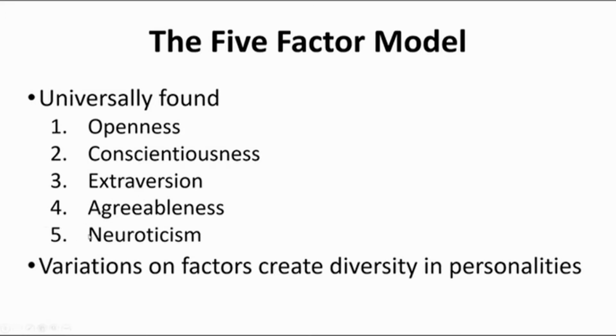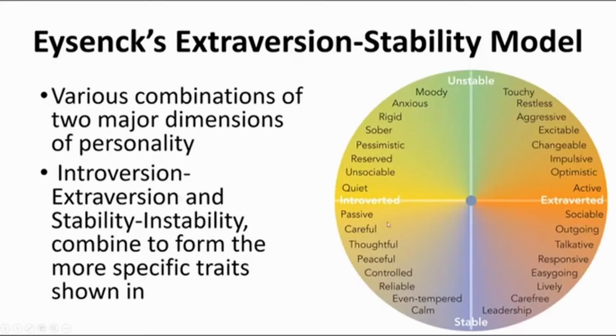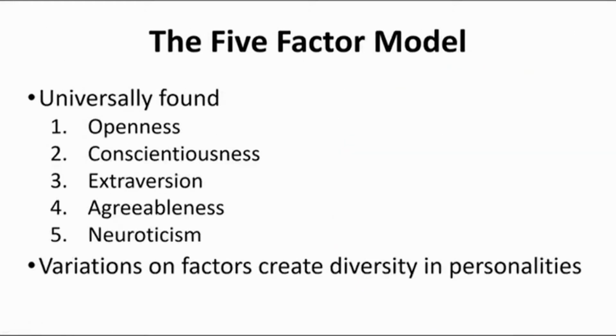Extraversion and neuroticism actually end up overlapping fairly well with Eysenck's model with 2 factors. So introversion, extroversion, and there we go. Stability and instability, where neuroticism would be unstable. There's a pretty good overlap there. And with these 5 different factors, with these 5 different continuums in which people can score for their personality, we end up with a fairly infinite number of combinations to capture the diversity of human personality.